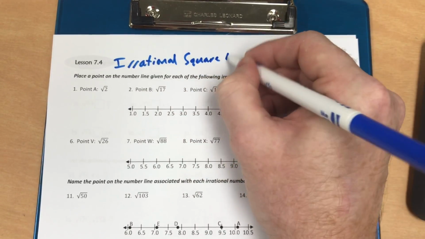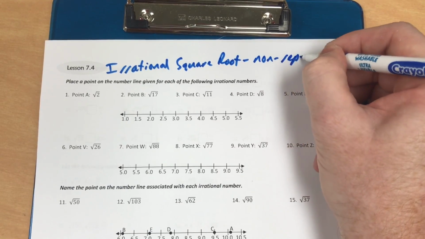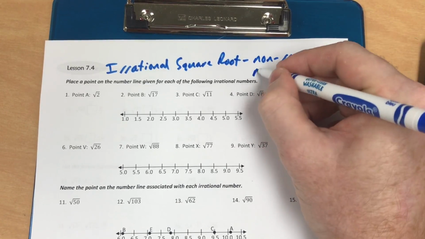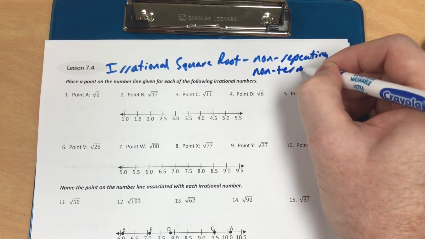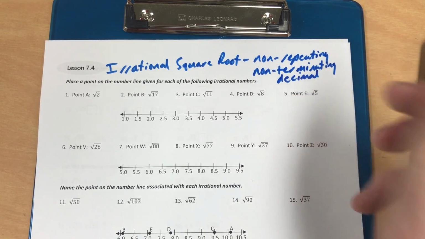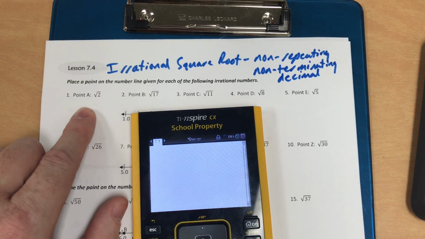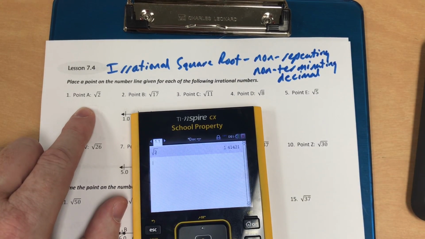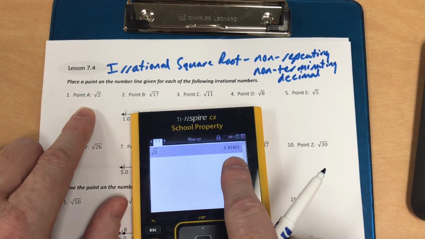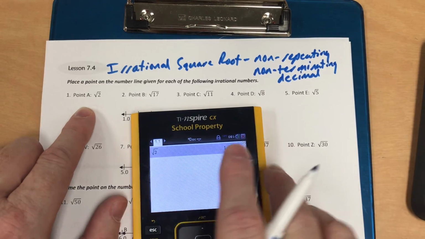An irrational square root is going to be a non-repeating, non-terminating decimal. So let's look at a couple of examples. Point A is the square root of 2. So on all of these, this is just calculator work. Pull up your radical, control x squared, that gives you your square root symbol. Type in 2 and press enter, and we get 1.41421. That's non-repeating, non-terminating, means it's going to keep going.